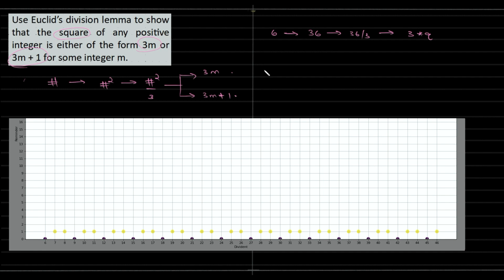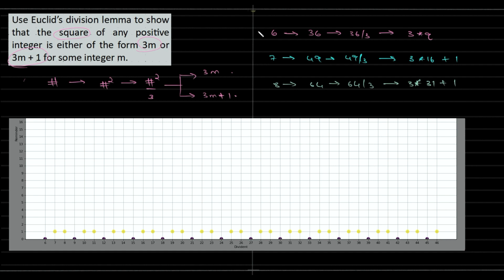Now let's look at 7. 49. When I divide 49 by 3, I'll be getting 16, since 3 times 16 is 48, so 3 into q, which is 16 in this case, plus 1, the remainder will be 1, is it not? So the next number 8, 64 divided by 3, I'm getting 21, okay, again 3 into q plus 1. You can see the pattern.